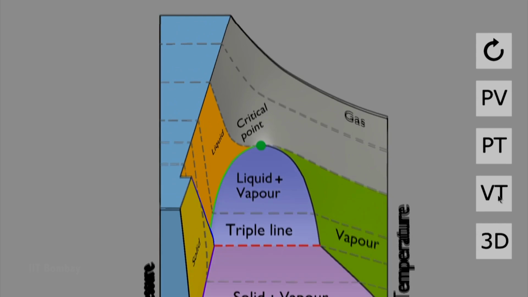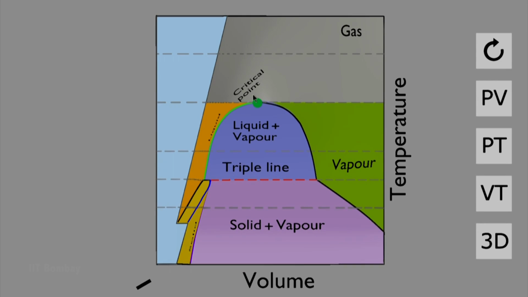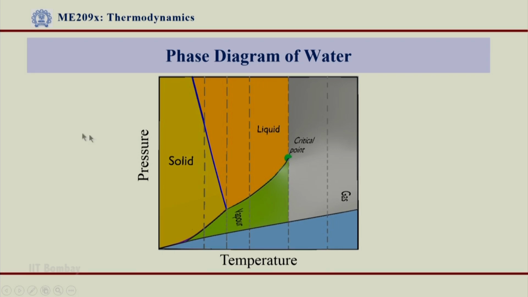I think the VT diagram is better. Below the critical point, what you see is vapor, and above the critical point, what you see is the presence of gas. We will refer mostly to the pressure and temperature diagram, and sometimes the pressure and volume diagram also. I will not be referring all the time to the three dimensional diagram. The animation was made for understanding the phase transition, but we will mostly refer to the pressure temperature diagram and pressure volume diagram. Thank you very much.